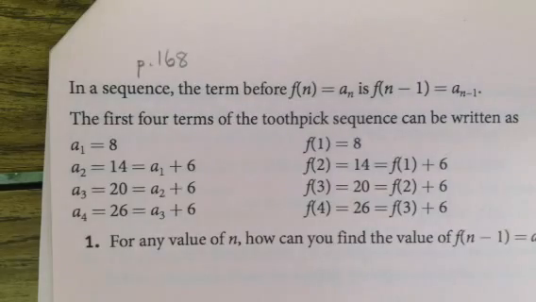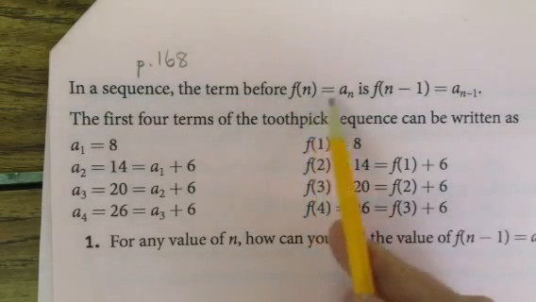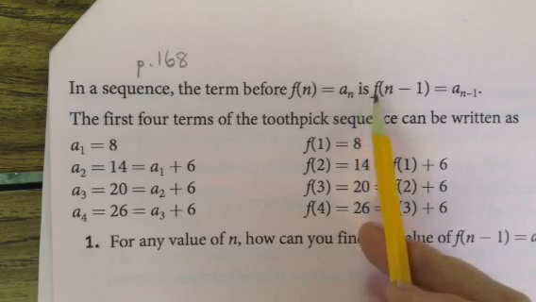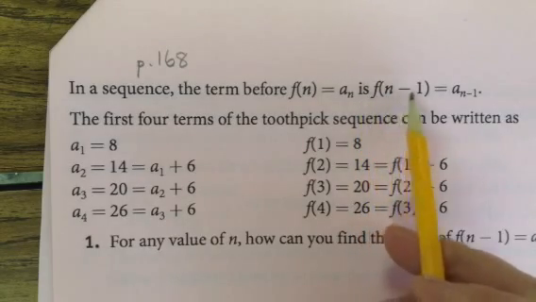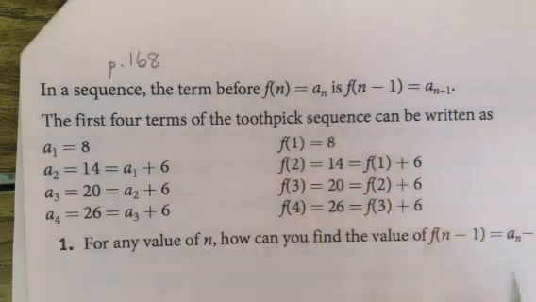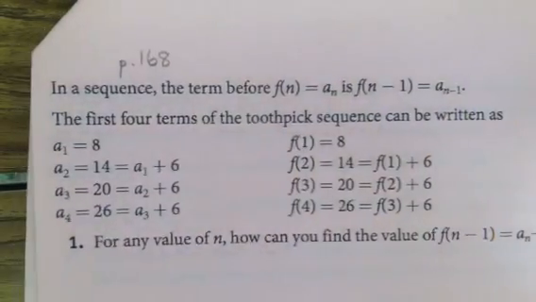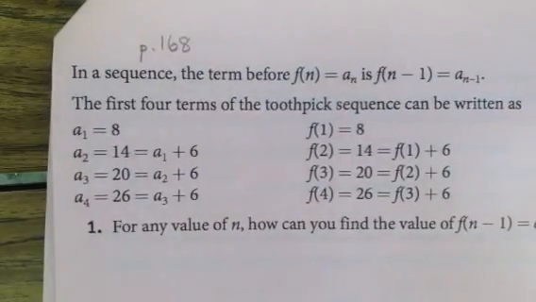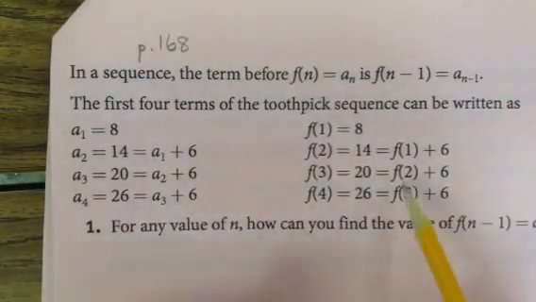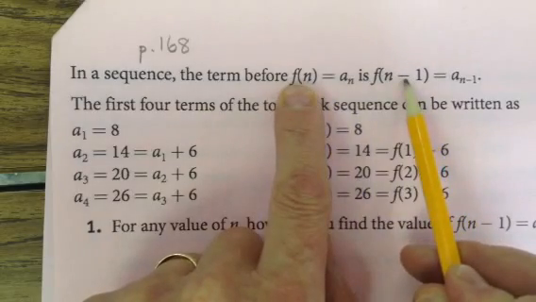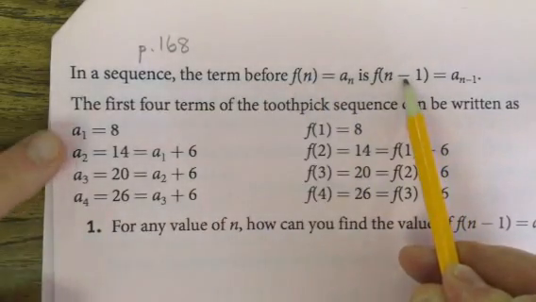In a sequence, the term before f of n, or a sub n, is the function of n minus 1, which is equal to a sub n minus 1. Now, I don't know about y'all, but when I take a look at that, my head hurts. Let me see if I can't explain this a little better. If we have a number, a position n, then n minus 1 is the one before it. Well, let's take a look at it over here.